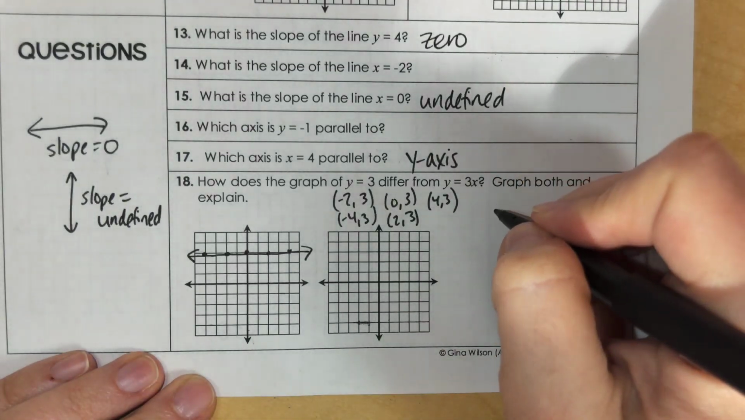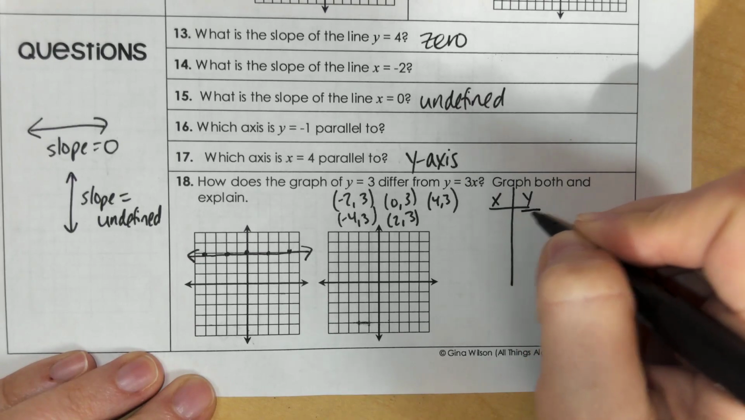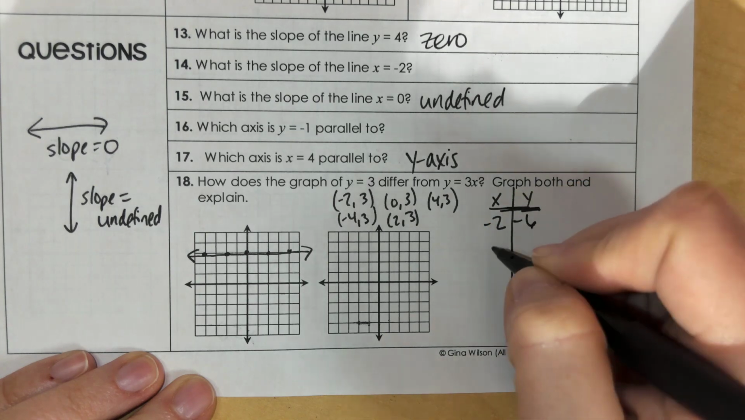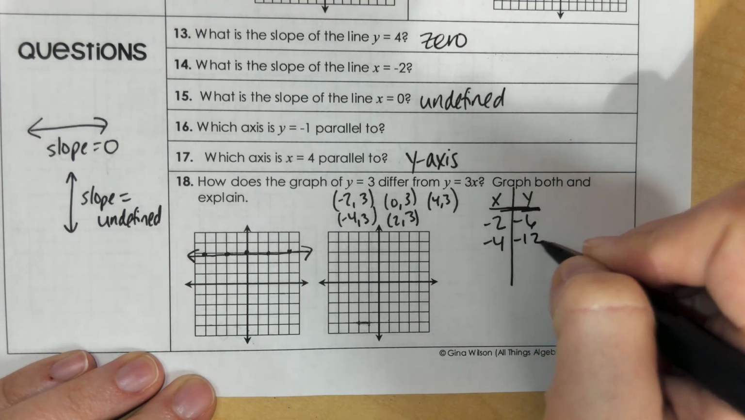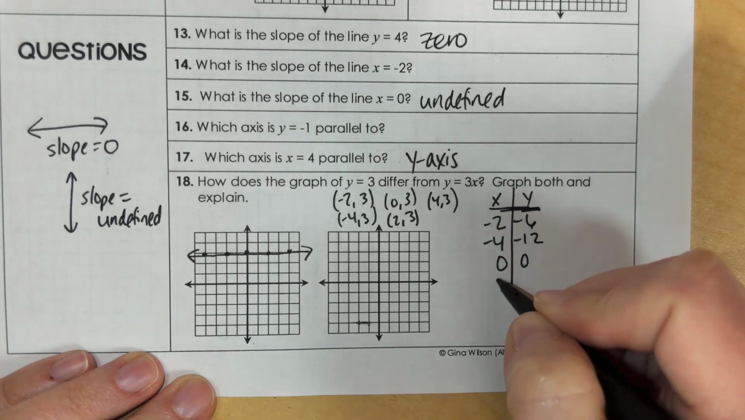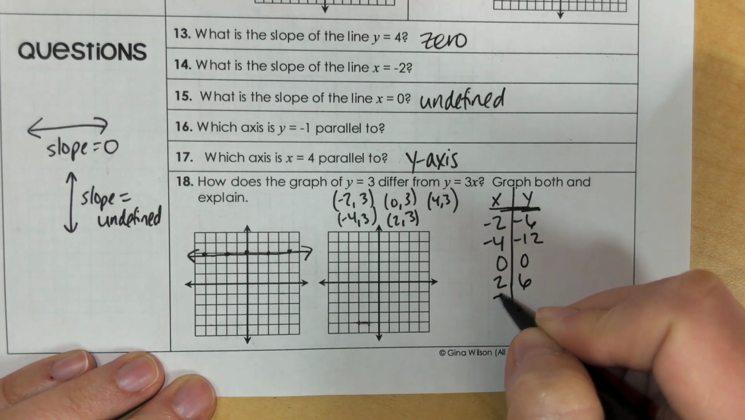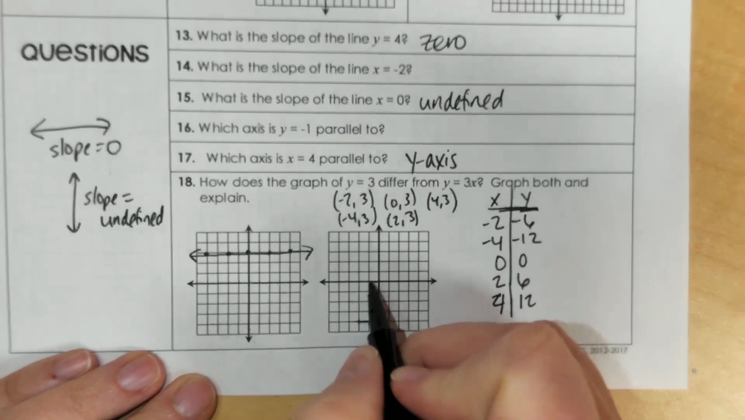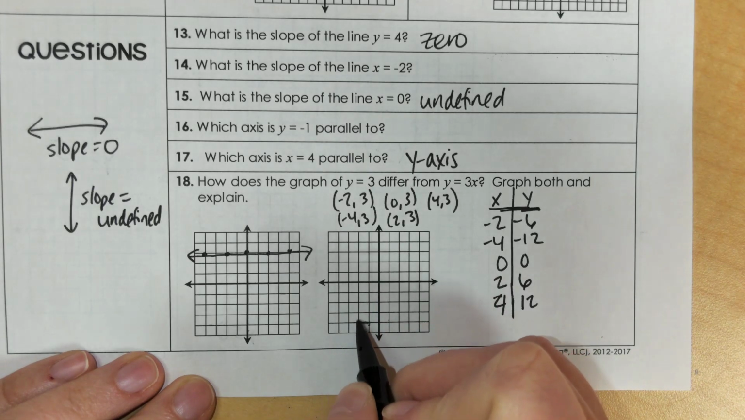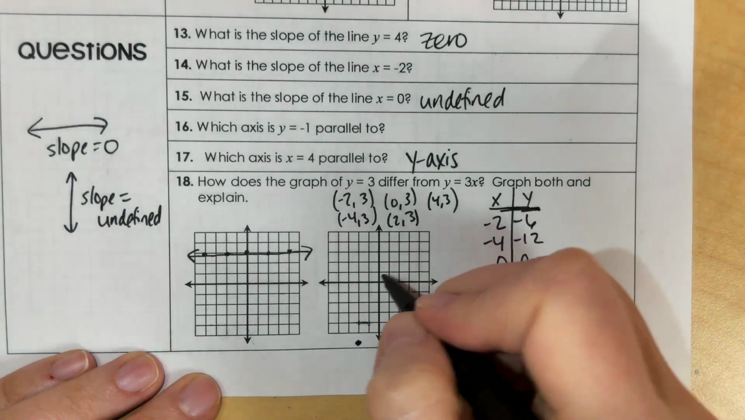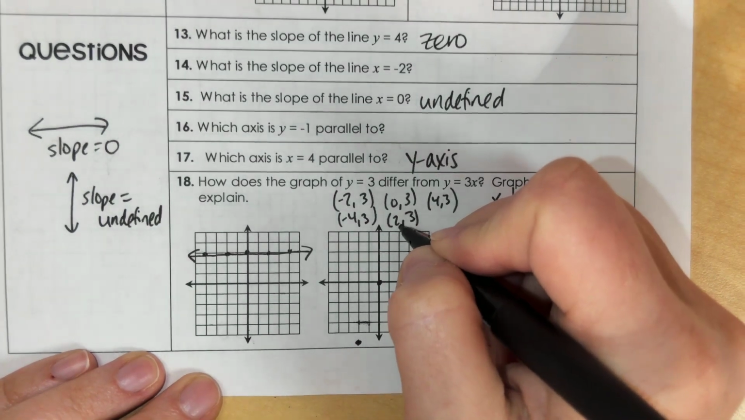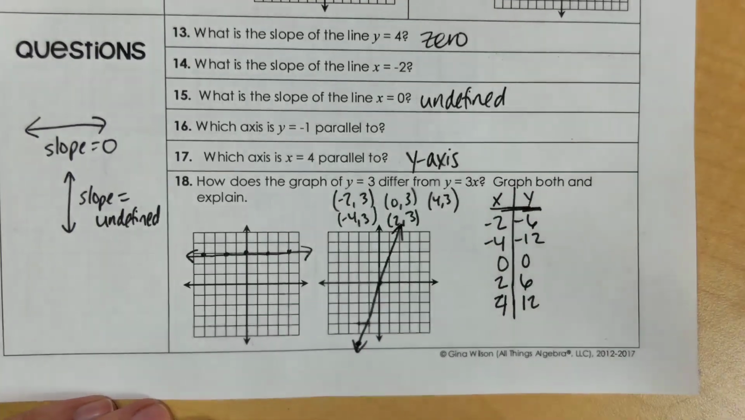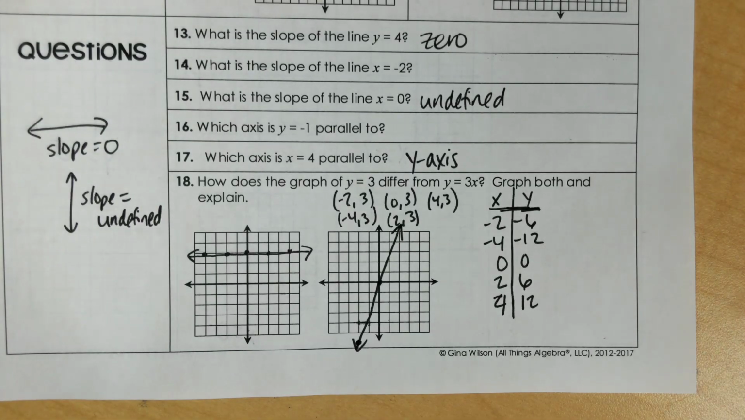Versus y equals 3x, where if I plugged those same x values in, x of -2 times 3 is -6. I could do -4, I get -12, I could do 0, I get 0, I could plug in 2, I get 6, I could plug in 4, and I get 12, and a lot of those points are going to be off my graph, but the ones that I can plot, I will. I have a point right down here, I have a point at (0, 0), I have a point at (2, 6), and those points line up to create this line right here. So very different lines.